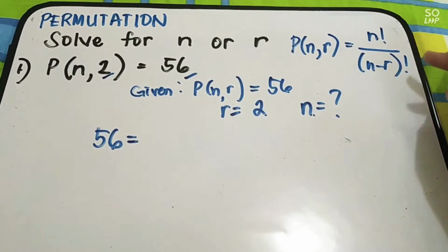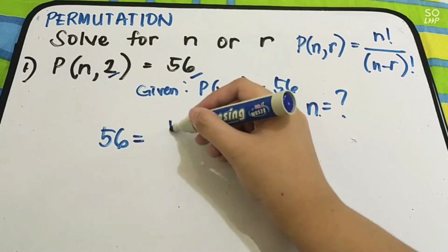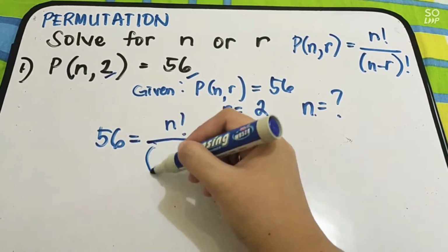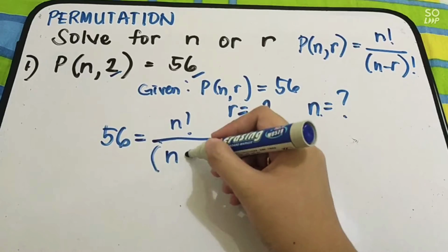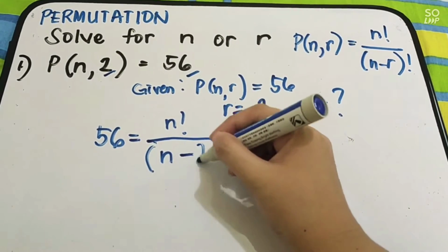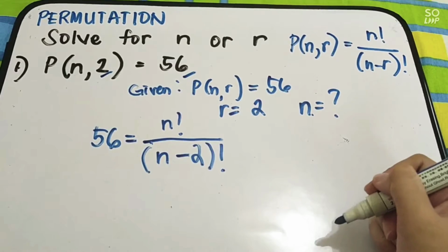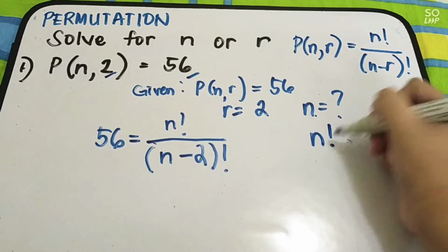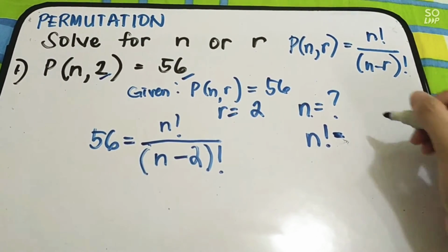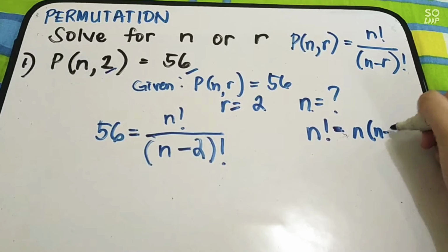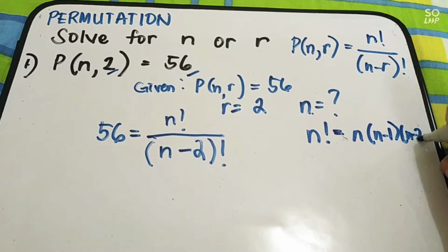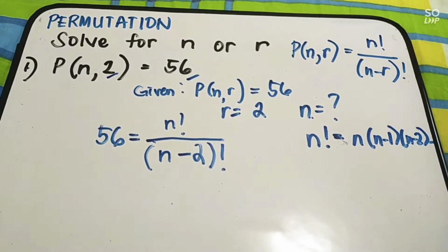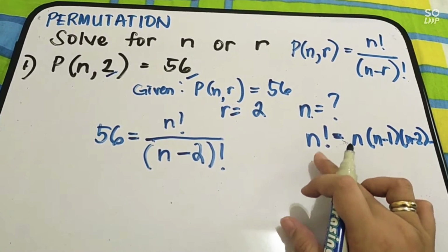56 is equal to n factorial, which is missing, over n, which is missing, minus your r, which is 2, factorial. Okay? Then, take note class, this n factorial is always equal to n times n minus 1 times n minus 2 and so on and so forth, until n minus 3, n minus 4. So that is the equivalent of n factorial.